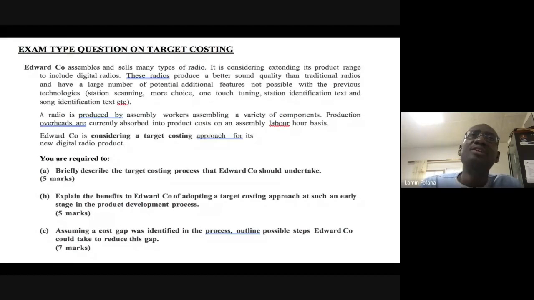So the last stage will be determining, not the last stage actually, the second to last stage will be determining your target cost. So to get your target cost, it will be your selling price that you determine less your profit to arrive at your target cost. Okay, so now the final stage will be to use that target cost to compare to your current unit cost.